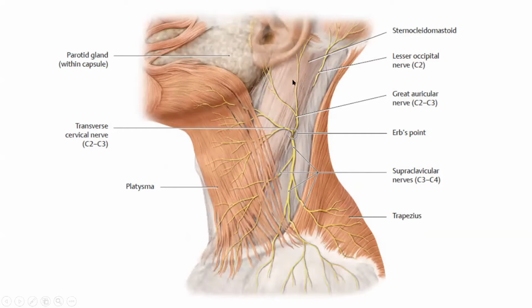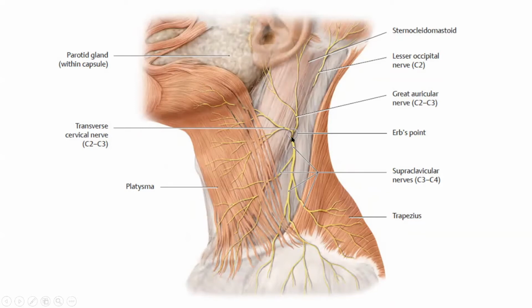Then we have the posterior branch, and the posterior branch of the greater auricular nerve is innervating the skin of the posterior part of the auricle and the region of the location of the mastoid process, or the mastoid region.